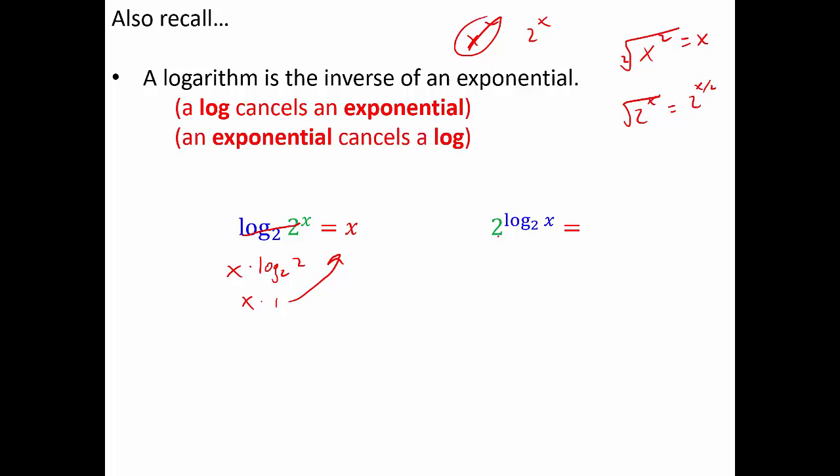Same thing over here, 2 raised to the log base 2 of x. Log base 2 of x is asking what exponent 2 would need to be raised to get x. Well, if I raise 2 to that exponent, I will get x. As long as they have the same index value, log base 2 and base 2 of the exponential, they cancel each other out, and I'm just left with x. A logarithm cancels an exponential cancels a logarithm.